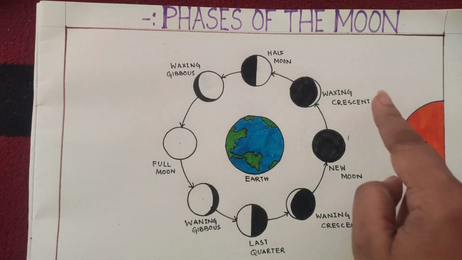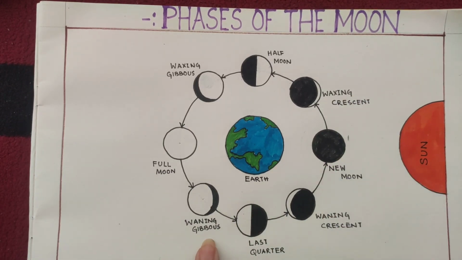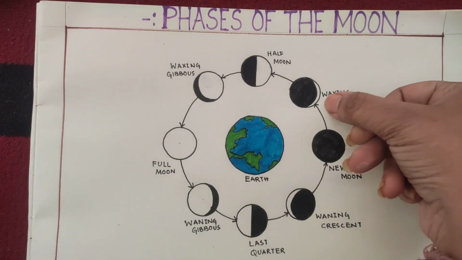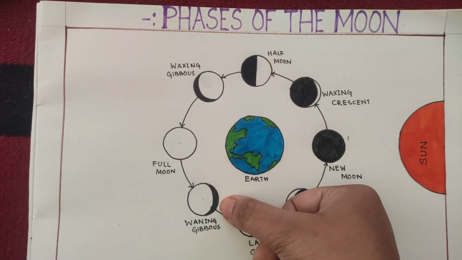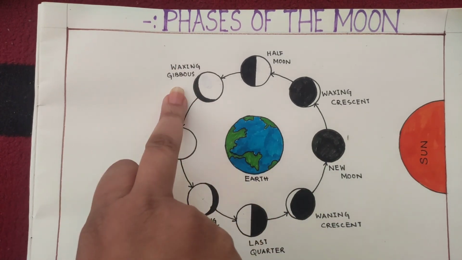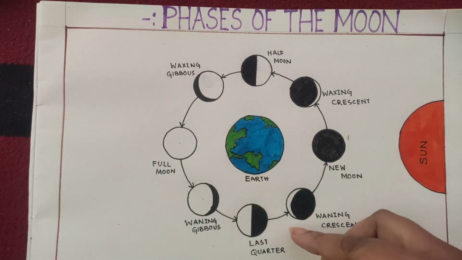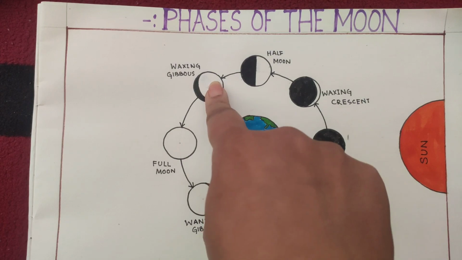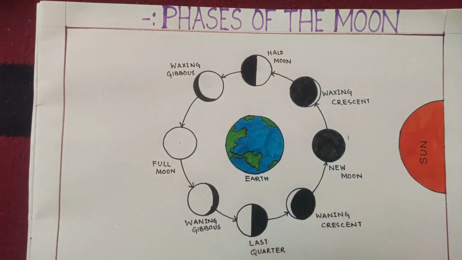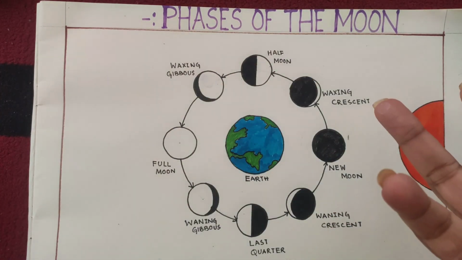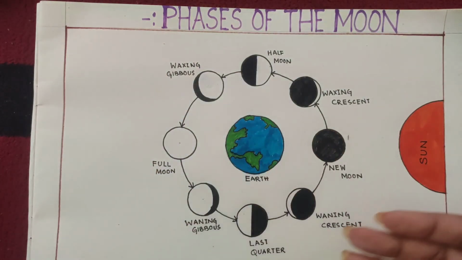Then waxing crescent and waning gibbous are similar. Over here the right is lit, over here the right is dark. Same over here, waxing gibbous and waning crescent: the right is lit, over here the right is dark. In this manner you can memorize the entire phases of the moon.